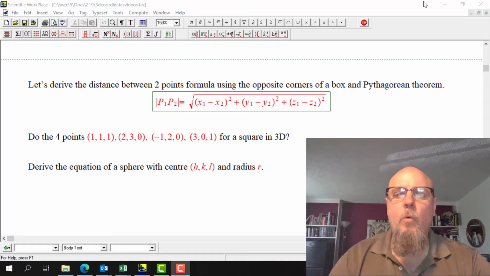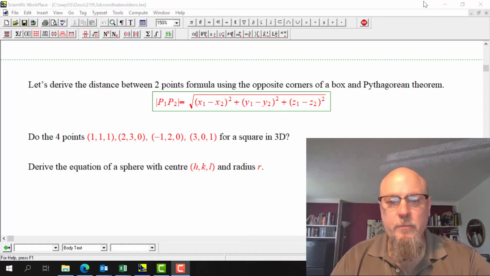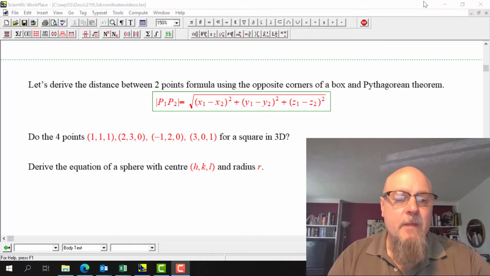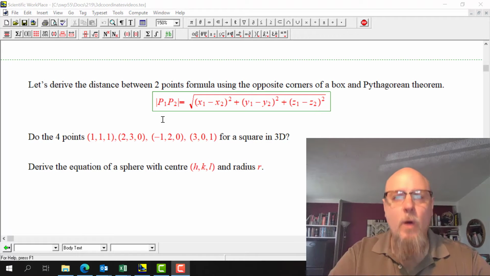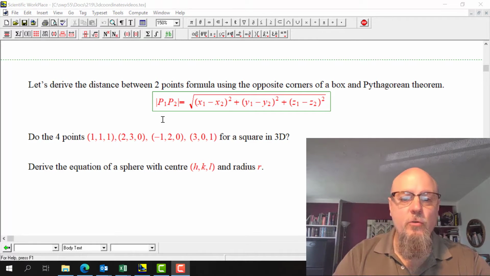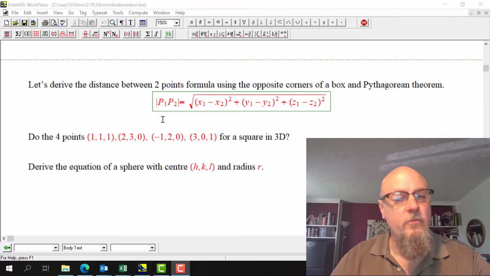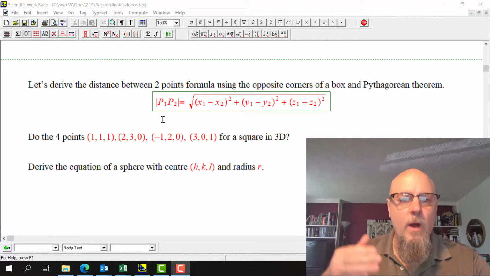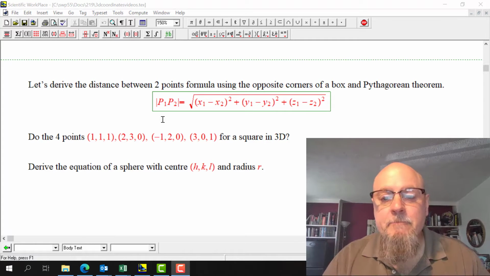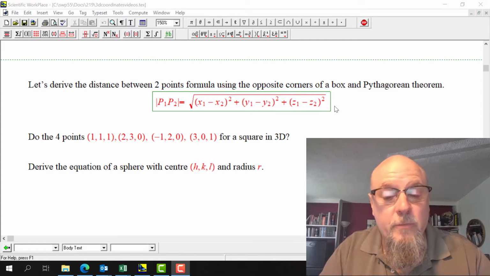So if we think about 2 points in 3D, in 3-space, in R3, what I want to do is derive the formula for the distance between 2 points. P1 is the point (x1, y1, z1), and P2 is the point (x2, y2, z2). They're three-dimensional, so they each have an x value, a y value, and a z value. And here's our formula for the distance between 2 points.